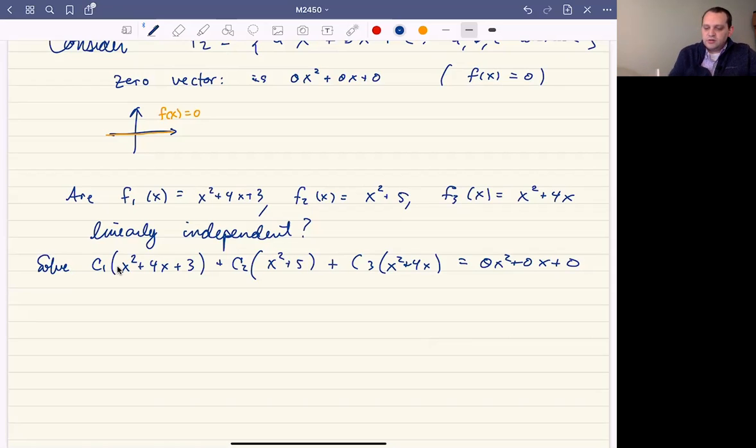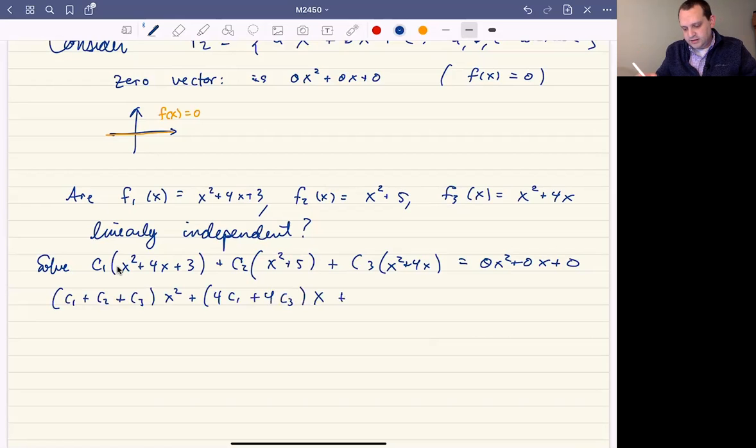So what I want to do is take the left-hand side and write this as a single polynomial. We're going to do that by looking at the x squared terms, then the x terms, and the constant terms. The quadratic term is going to be (c1 + c2 + c3)x squared. The linear term is just what we have for the x's, and that happens to be 4c1 + 0c2 + 4c3. That's the coefficient of the x term. The constant term is 3c1 + 5c2. That's a 5.